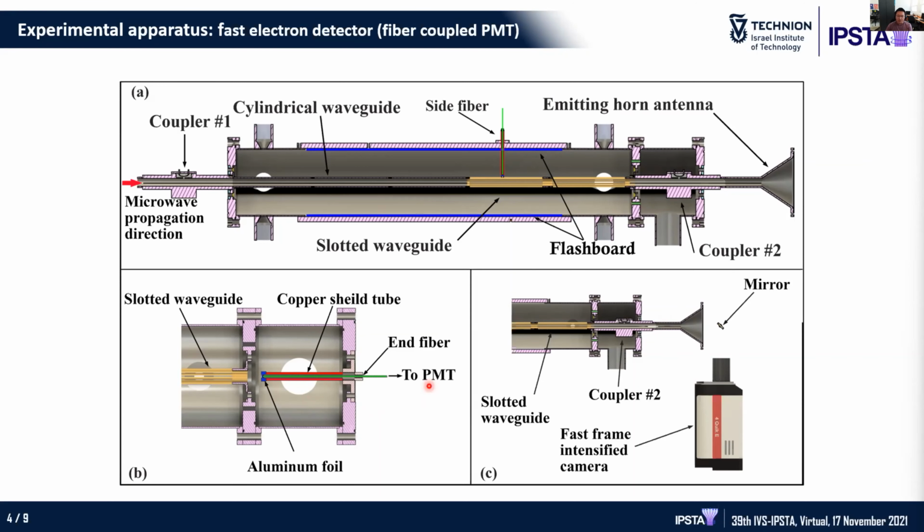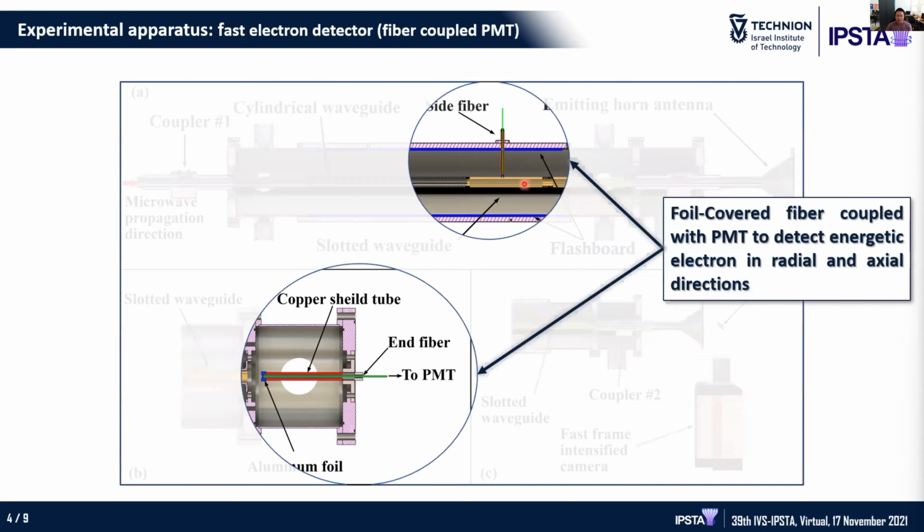In our experiment, the fiber detector is installed at the side of the microwave plasma interaction region, where we have this waveguide with opening slots. We also install a detector downstream of the interaction region, facing axially towards the microwave incoming direction, in order to observe the axially accelerated electrons.